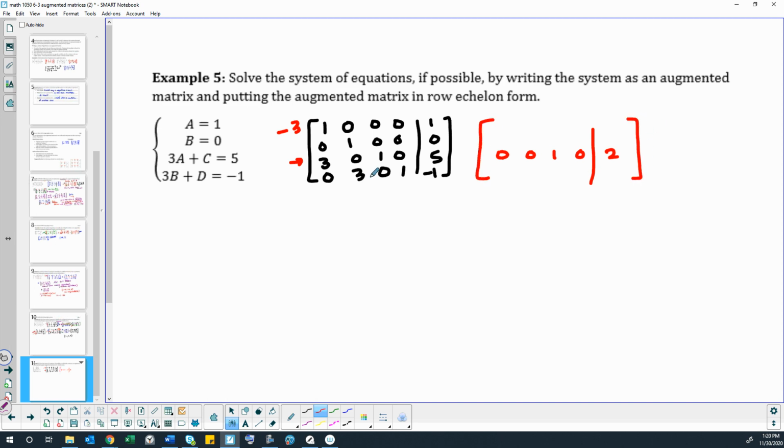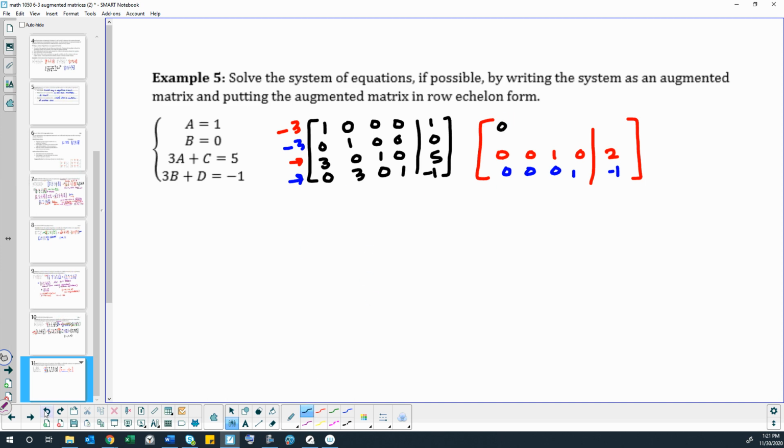So now to get this to be a 0, I'm going to multiply this by a negative 3 and add it to this row. So let's do that. So negative 3 times 0 is 0 plus 0 is 0. Negative 3 times 1 is negative 3 plus 3 is 0. Negative 3 times 0 is 0 plus 0 is 0. Negative 3 times 0 is 0 plus 1 is 1. And negative 3 times 0 is 0 plus negative 1 is negative 1. Okay, that's it.